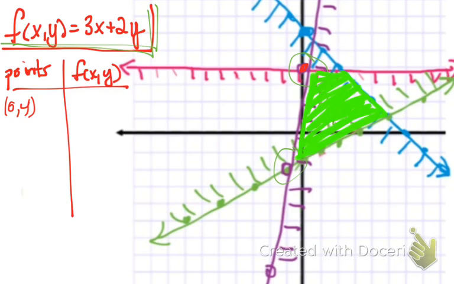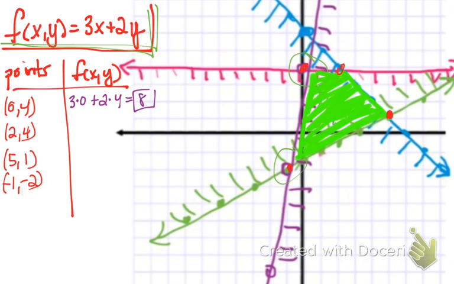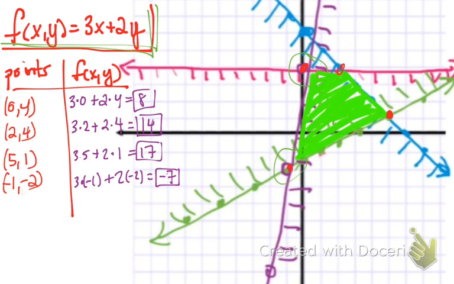We plug it into the f(x, y) function. Identify all the corners. So it's 2, 0, 2, 4, 1, 5, 1, and then the last one down here is -1, 2. So for each point, we plug it into the max-min function. So for the first one, we plug in 0 for x and 4 for y, and we get an 8 as our final answer. Plug in the next one, and we get a 14. Plug in the remaining ones, we get 17 and -7.